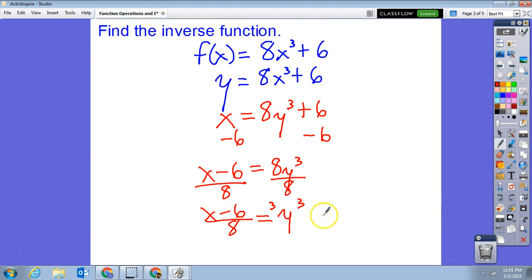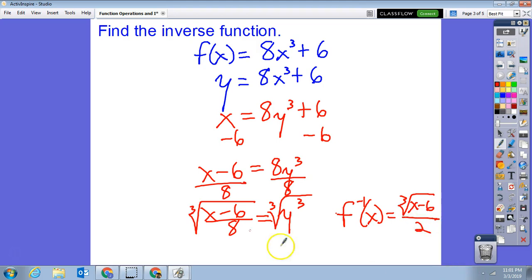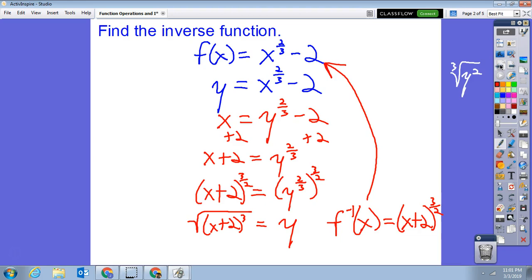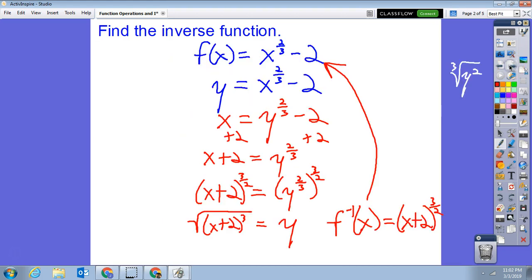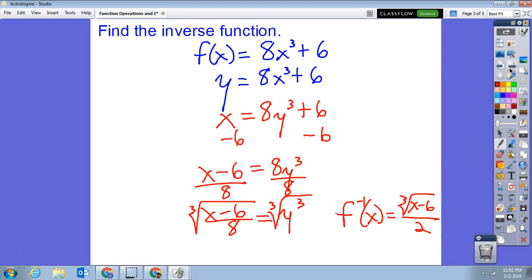Now that's one of the reasons here that I left this as a big fraction over here. Because what is the cube root of 8 on the bottom? The cube root of 8 on the bottom is 2. So this would be the f inverse is the cube root of x minus 6 over 2. And I didn't have to do anything weird with that denominator, like rationalize the denominator. So to find an inverse, you switch the x and y, and then you solve for y. Switch the x and y, solve for y.